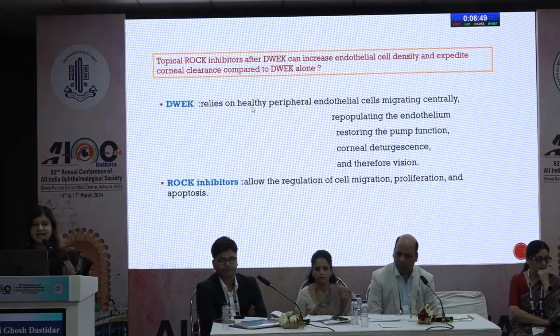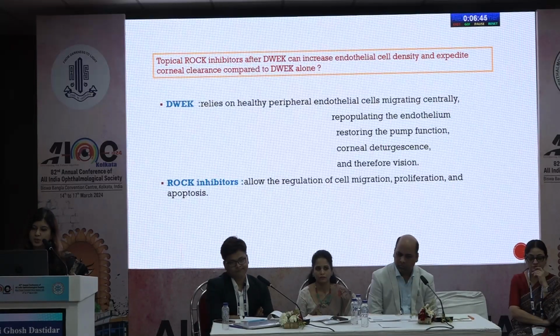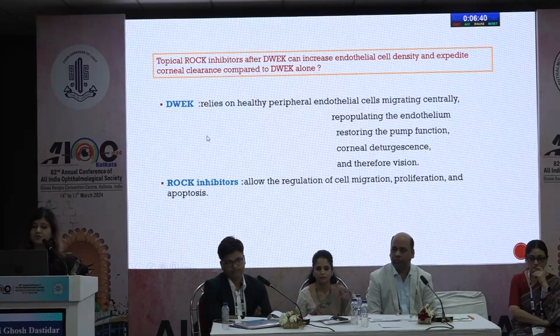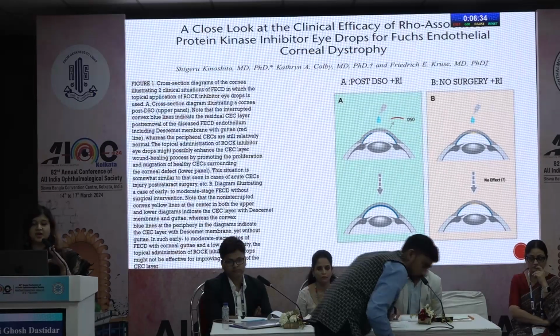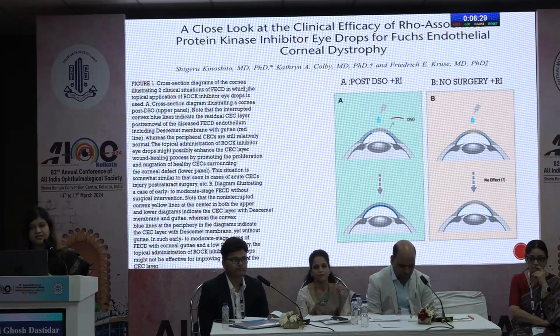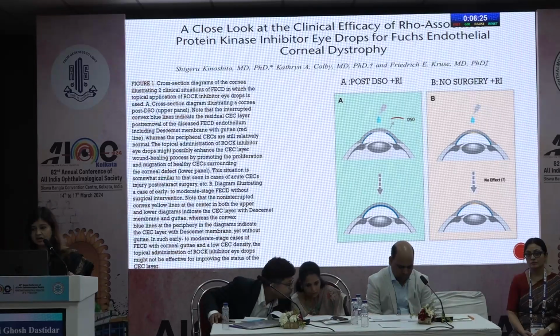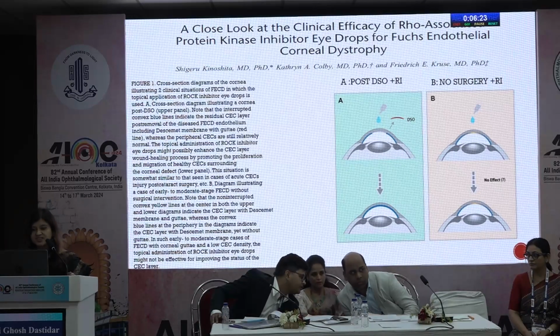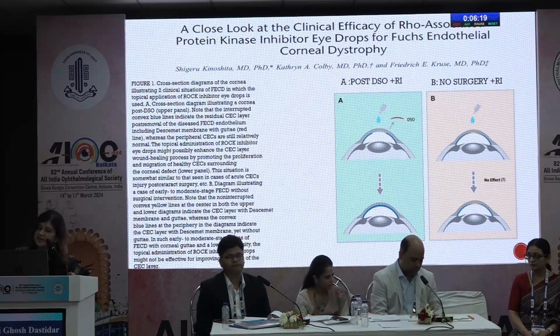Now DVEC relies on healthy peripheral corneal endothelial cells, which are going to migrate toward the center and repopulate, right? And if we complement it with a ROCK inhibitor, that can help by regulation of the cell migration, proliferation, and decreasing of apoptosis. So now we can look at this study where we compared a case of using ROCK inhibitor after doing a DSO as compared to that without a DSO. So it was seen that if we can complement it with surgical technique, the results are better.